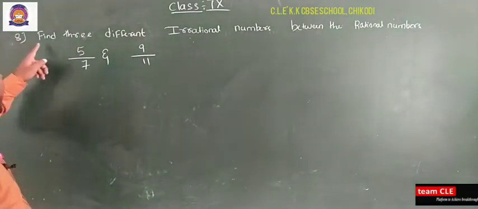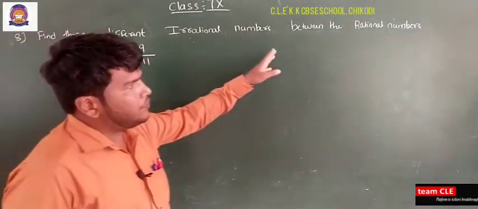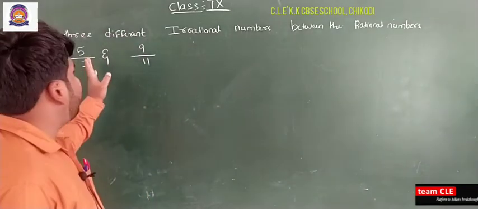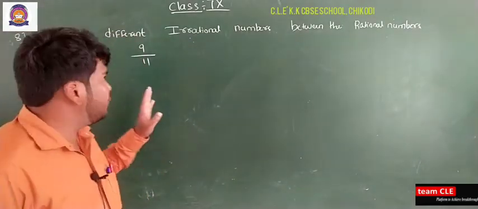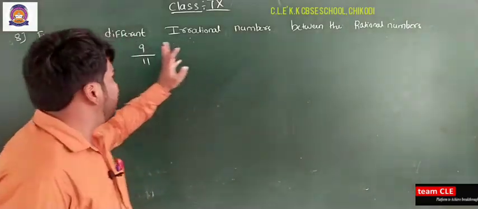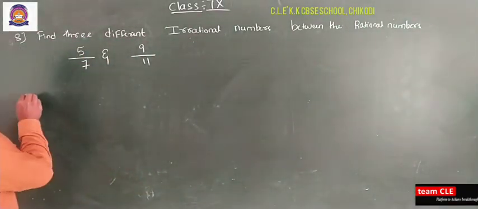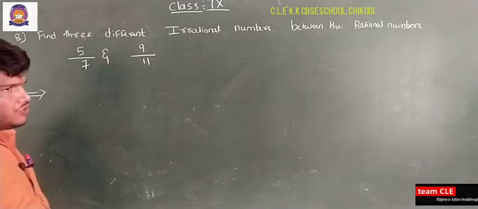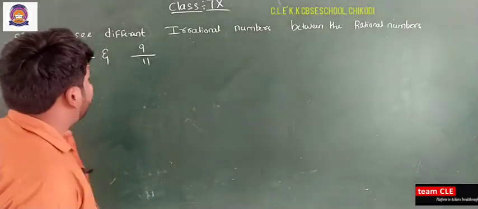So see here, find 3 different irrational numbers between the rational numbers 5 by 7 and 9 by 11. You already know the decimal expansion, how to expand. So how to solve this 5 by 7.